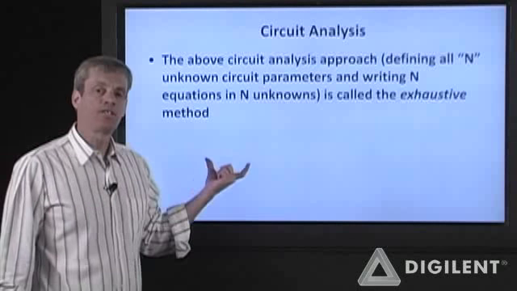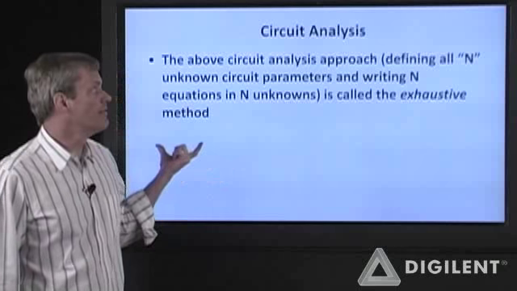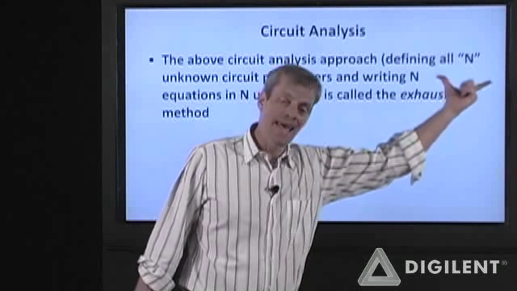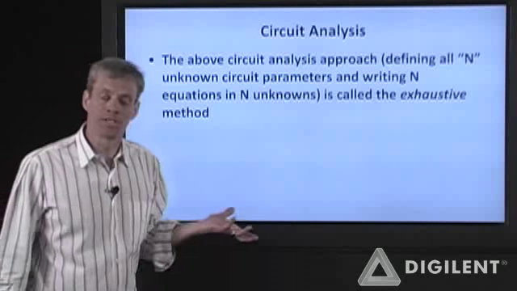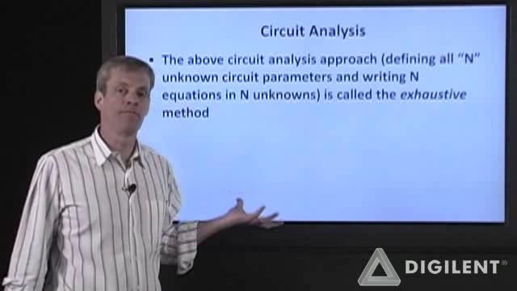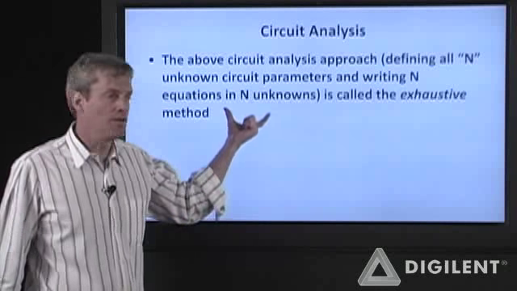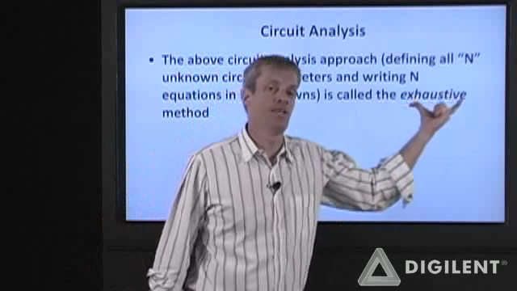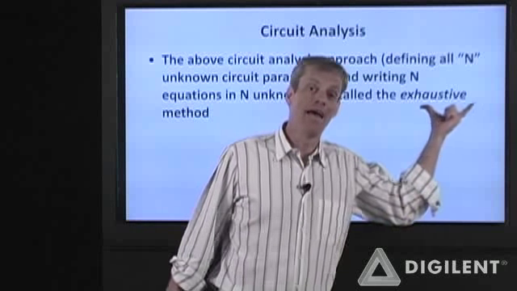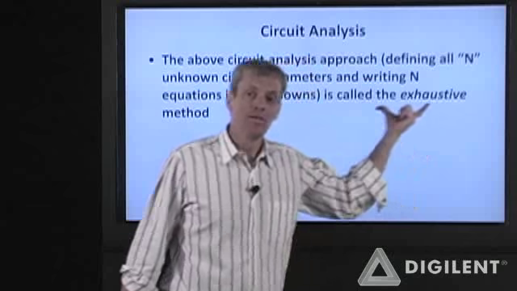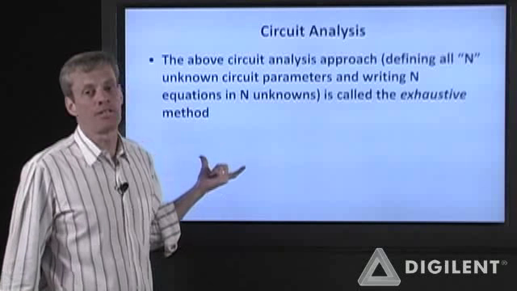Okay, the circuit analysis approach that we've been using above, in which we define n unknowns, which are the voltages and currents of all of the passive circuit elements, and then write n equations in those unknowns, has an official name. It's called the exhaustive method. After you're done with this, you know everything about that circuit that you need to know.